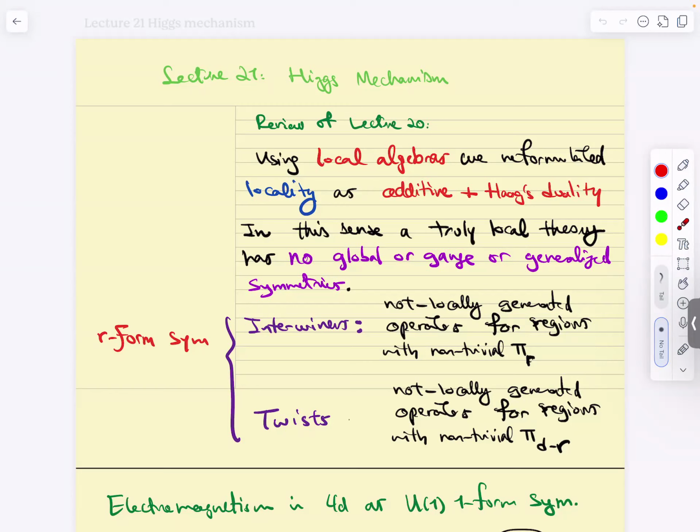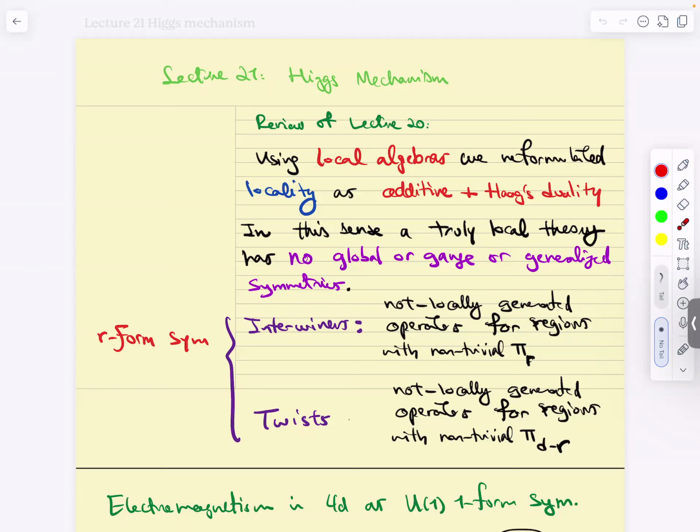In a 0 form symmetry, you put degrees of freedom at each point of space-time. In a 1 form symmetry, you have a Wilson loop that's non-locally generated. You split it into tiny regions, and you put a degree of freedom, a gauge field, on one cell, a line, an interval, right? That's a connection.